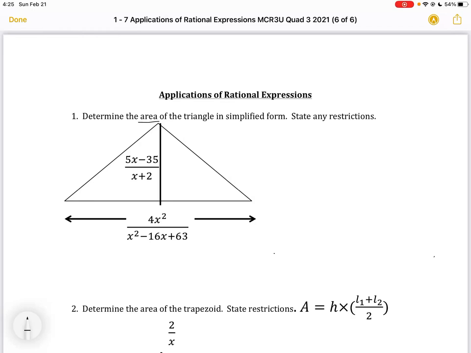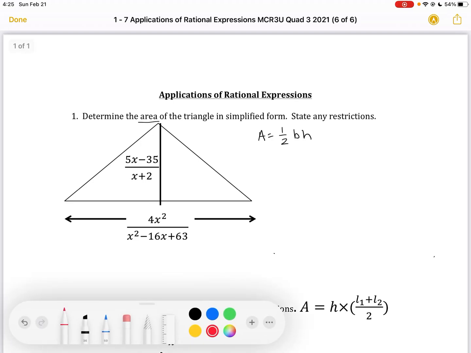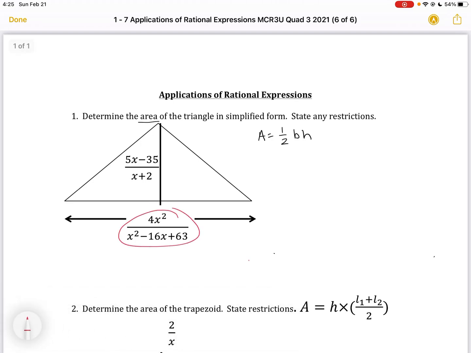This video goes over some applications of rational expressions. So the first thing that we're going to do is determine the area of the triangle in simplified form. I already know that the area of a triangle is 1/2 base times height. And I have two expressions. I have an expression for the base of the triangle, and I have an expression for the height.